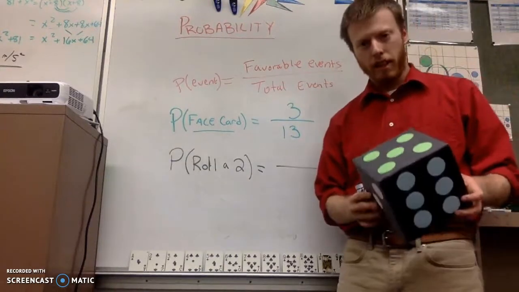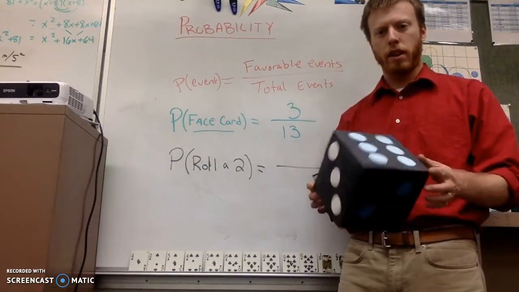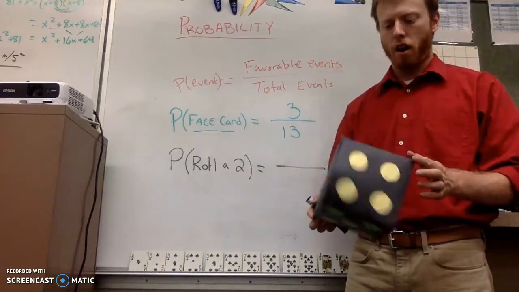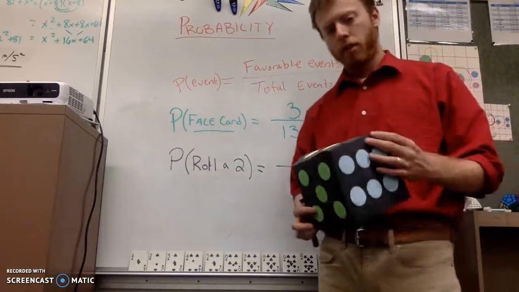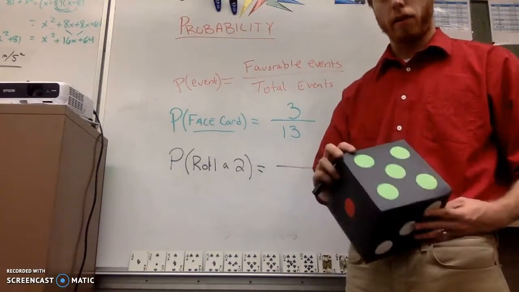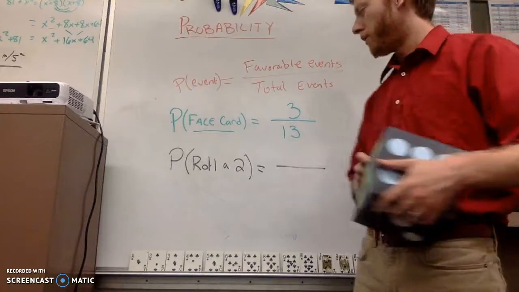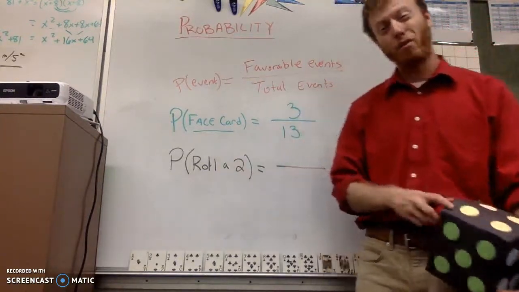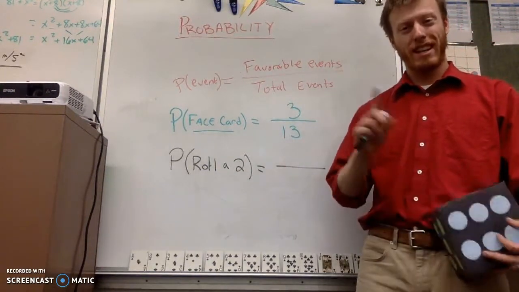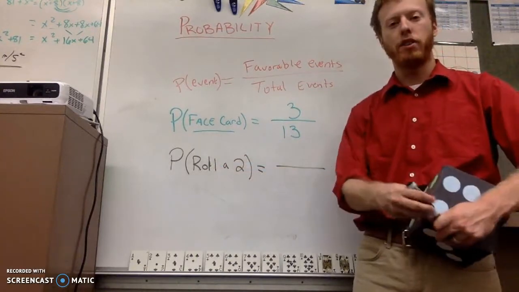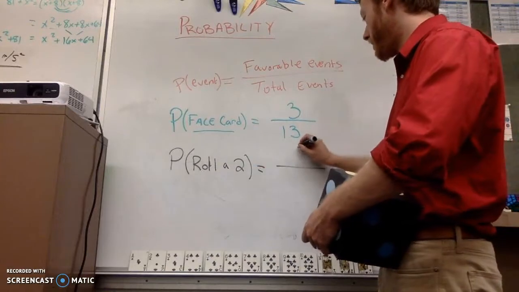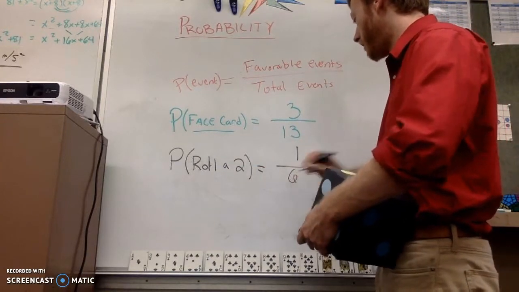If you've never seen a standard cube before, this is kind of what it looks like. We've got all the whole numbers from 1 to 6 on here, so it's a 6-sided die with each number being represented. If I wanted to figure out the probability, if I roll the die one time, of rolling a 2, well, we have it being 1 out of 6.